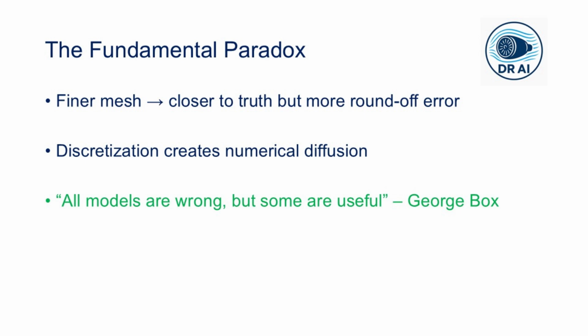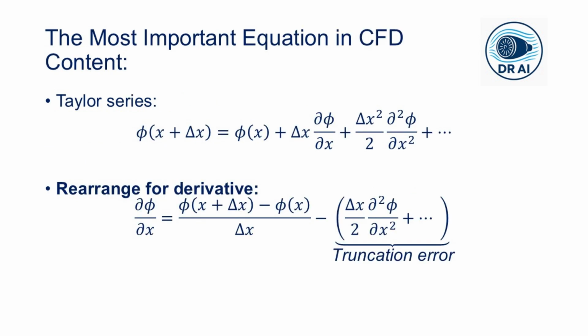So let us now look under the hood. How do we mathematically convert a derivative into a simple subtraction? Open your mind to one equation. This is the most important equation in all of numerical analysis, the Taylor series. Let phi be the function, say temperature along the road. We know its value at a point x. What is its value a small distance delta x to the right, at x plus delta x?